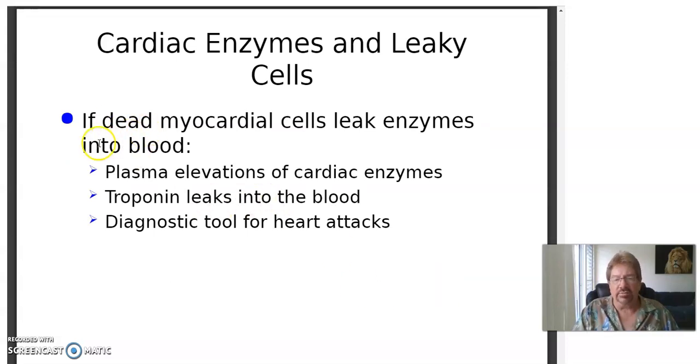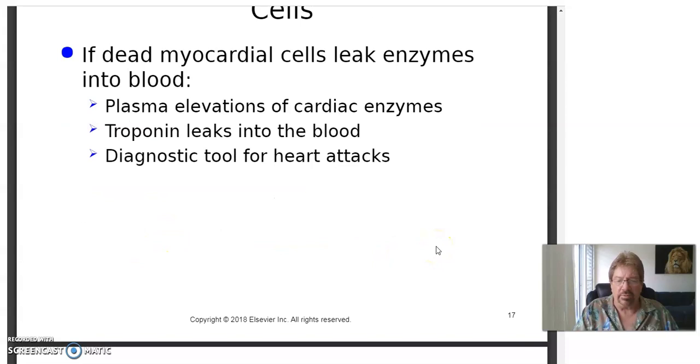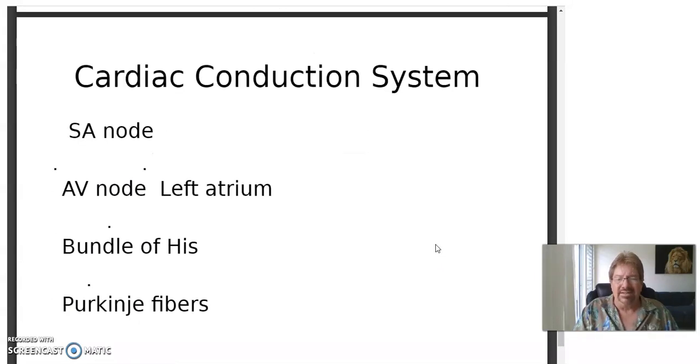Cardiac enzymes and leaky cells. If myocardial cells die, they leak enzymes into the blood, so plasma cardiac enzymes rise. Troponin leaks into the blood. It's a diagnostic tool. I'm going to try to finish up here, guys, if we can. We're not going to be able to. Hell, I got to explain this.